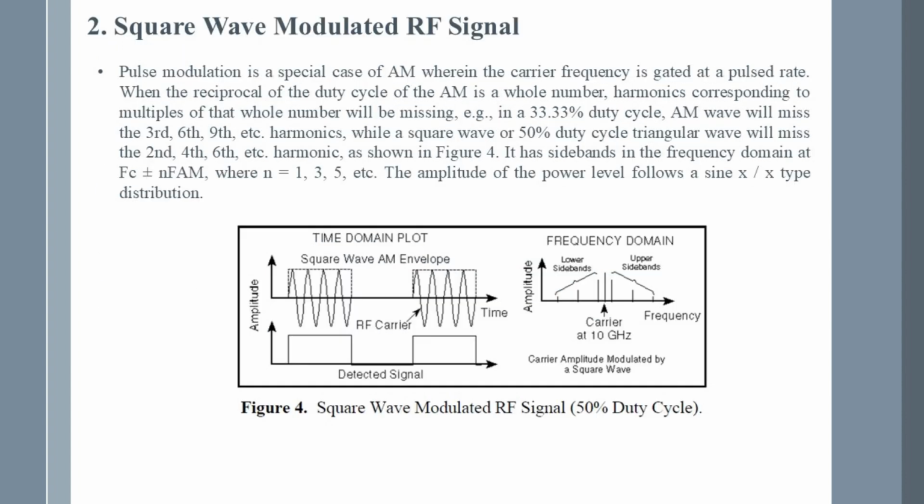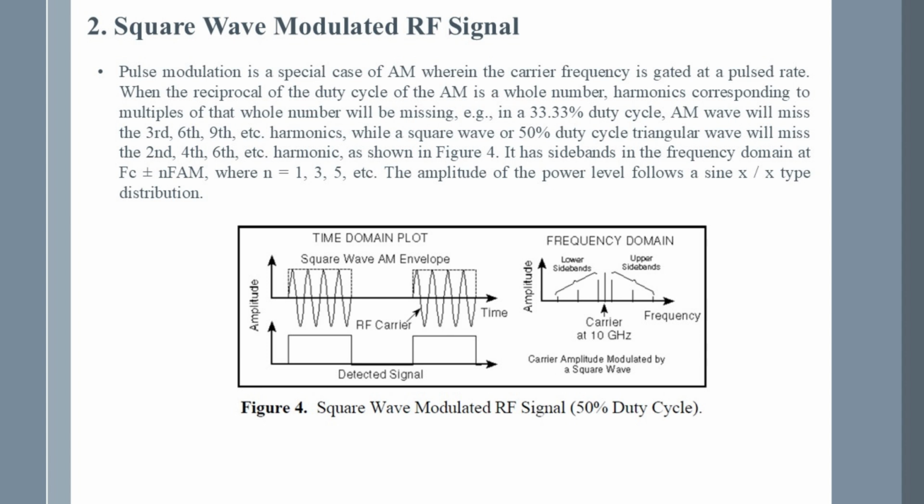Square wave modulated RF signal. Pulse modulation is a special case of AM wherein the carrier frequency is gated at a pulsed rate. When the reciprocal of the duty cycle of the AM is a whole number, harmonics corresponding to multiples of that whole number will be missing. Example, in a 33.33% duty cycle, the AM wave will miss the 3rd, 6th, 9th, etc. harmonics, while a square wave or 50% duty cycle triangular wave will miss the 2nd, 4th, 6th, etc. harmonics, as shown in Figure 4.